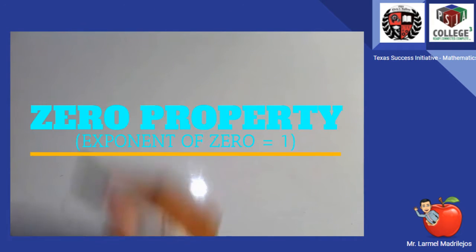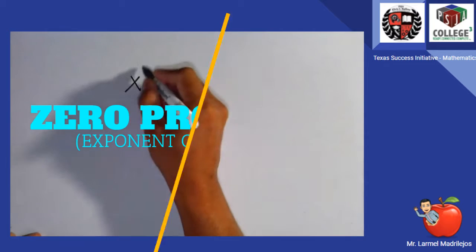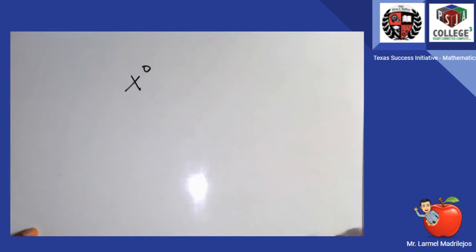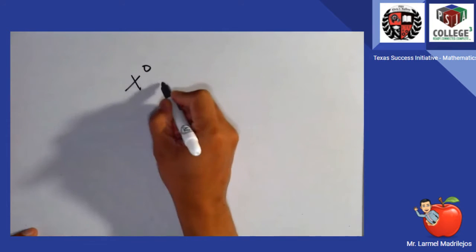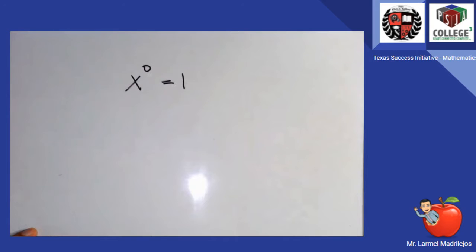Okay, this video is about the rules of exponents. This is very helpful for TSI. First example is the zero property rule. So x raised to 0. Any variable that is raised to 0 is equal to 1.